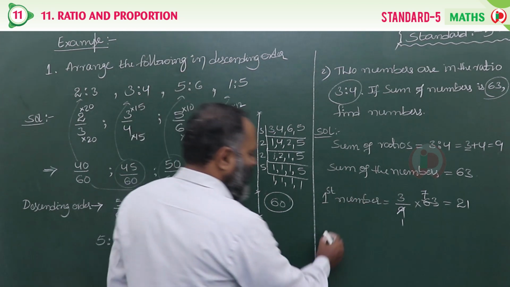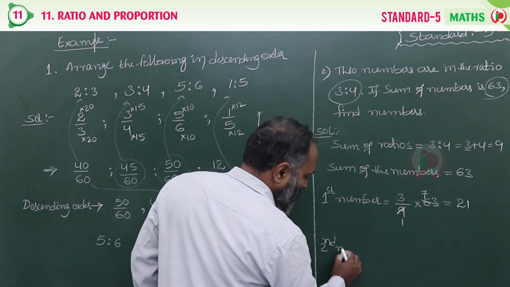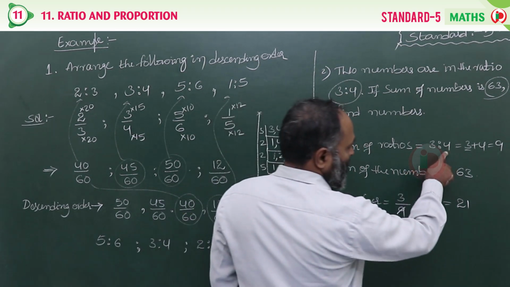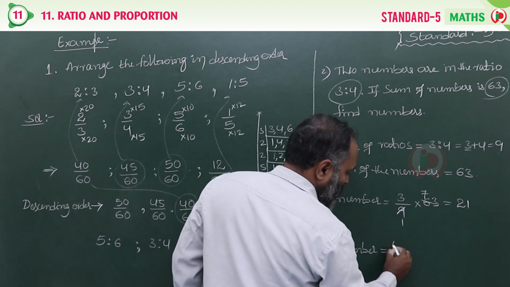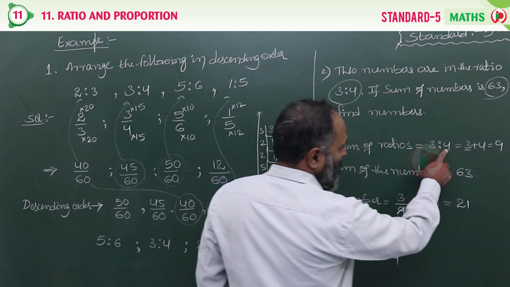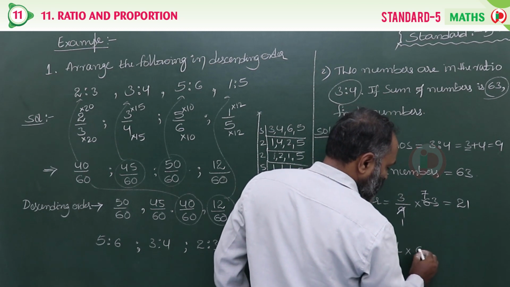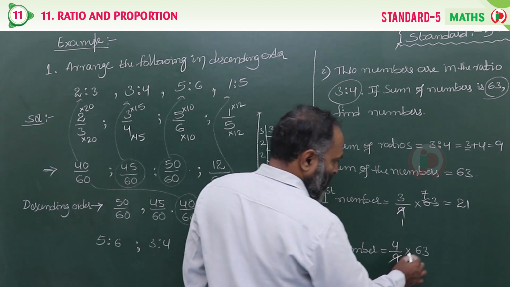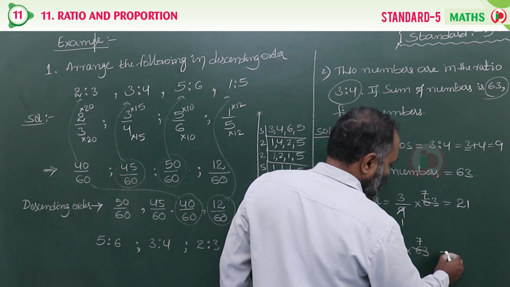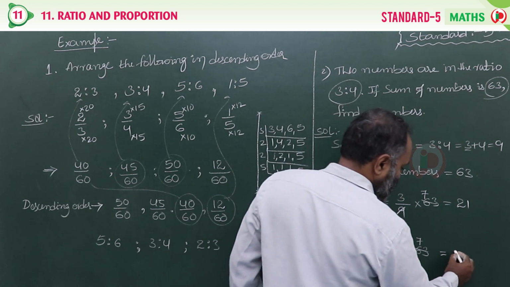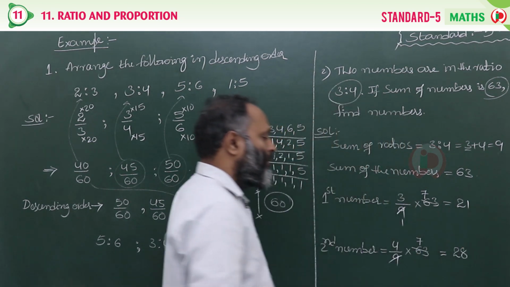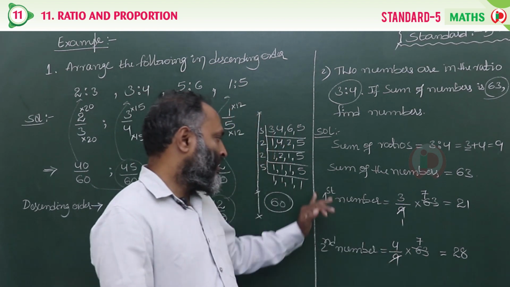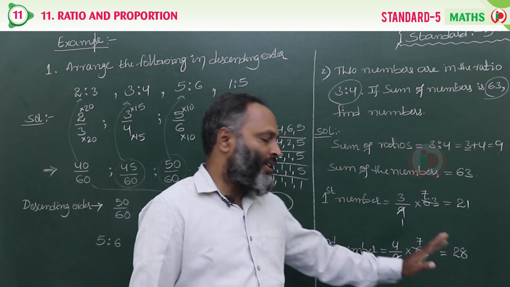In the same way, how to find the second number? The second ratio divided by the sum of the ratios, 4 divided by 7, into the sum of the numbers, 63. Now 7 ones are 7, 7 nines are 63. Multiply 4 nines are 36. So the second number is 36. The first number is 27, the second number is 36.